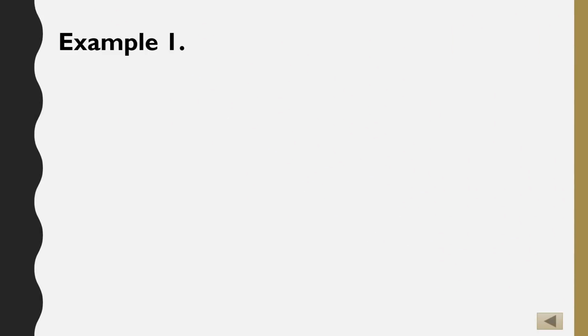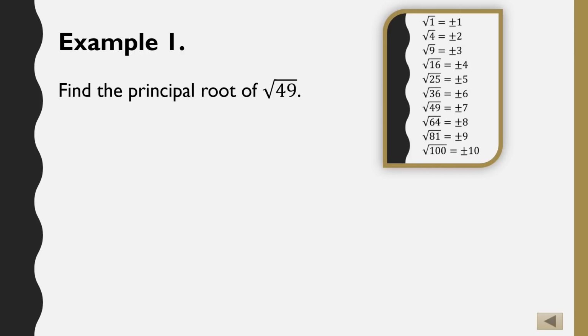Okay, so let's have our example number 1. Find the principal root of square root of 49. So, paano ba natin malalaman ano yung sagot sa square root of 49? So, balikan natin yung example natin kanina or yung list natin kanina, which is this one. So, tingnan natin saan ba pumatak ang square root of 49. So, kung mapapansin nyo, ang square root of 49 ay may sagot na positive or negative 7. So, for the solution, square root of 49 is equal to positive or negative 7.